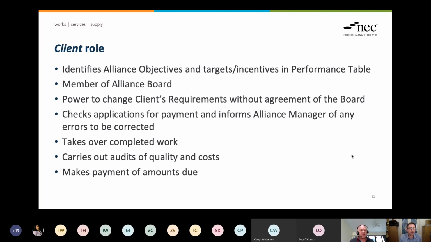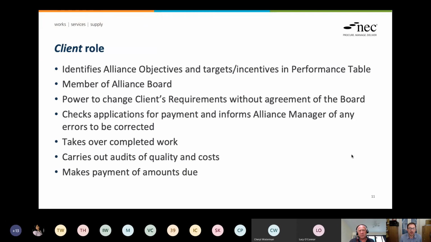So our client, as we've just said, is identifying the objectives, the targets and the incentives in the performance table. And as we just said, take great care in thinking about the behavior you may instigate by emphasizing too much on negative aspects in the performance table. They will be a member of the alliance board, but they only get one vote. I'm the client, but I've only got one vote.